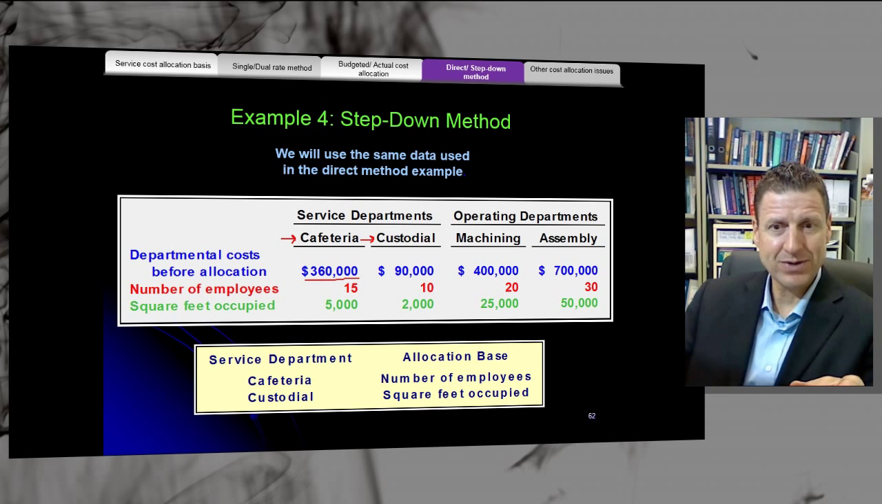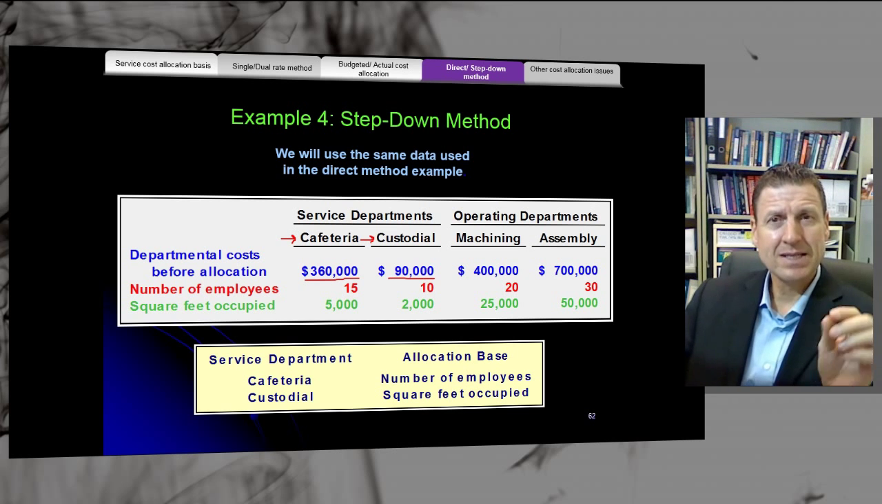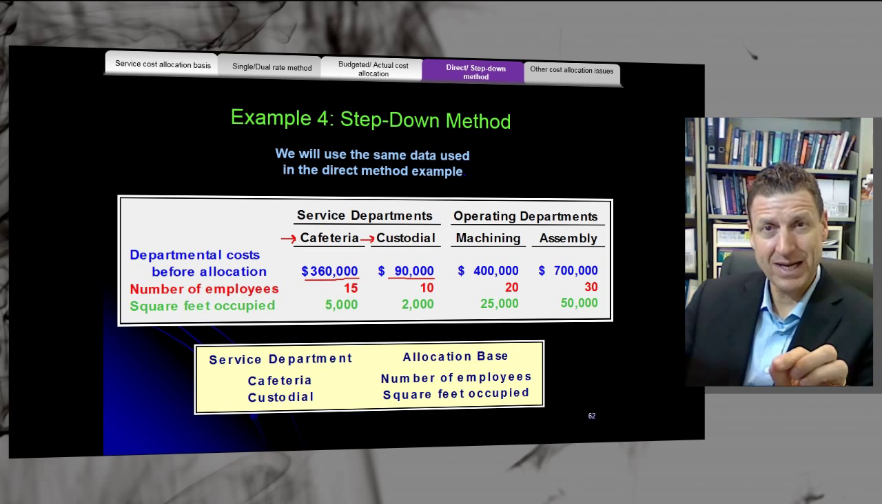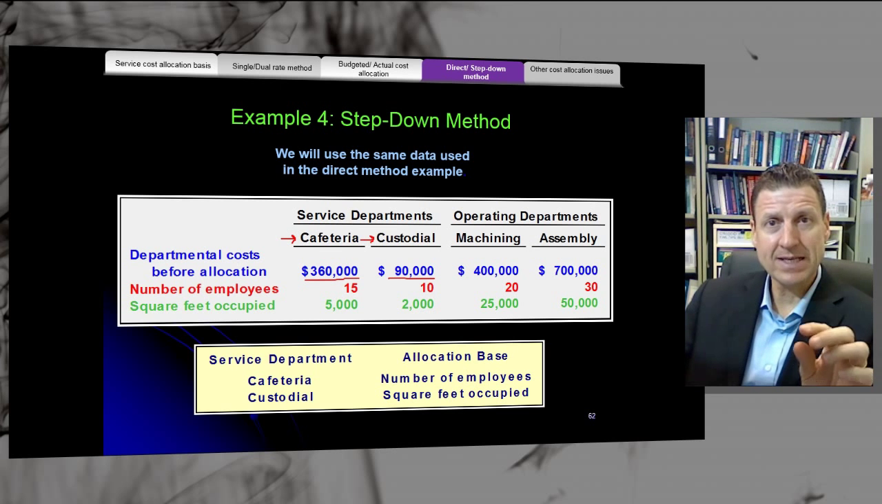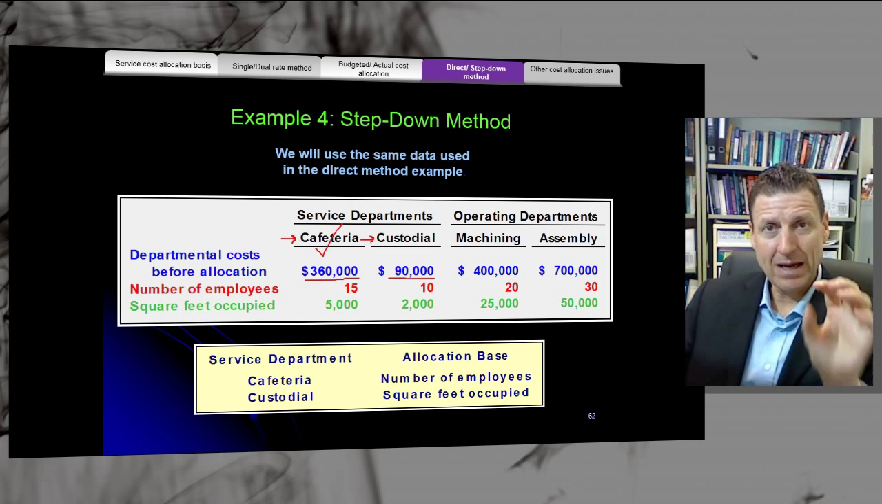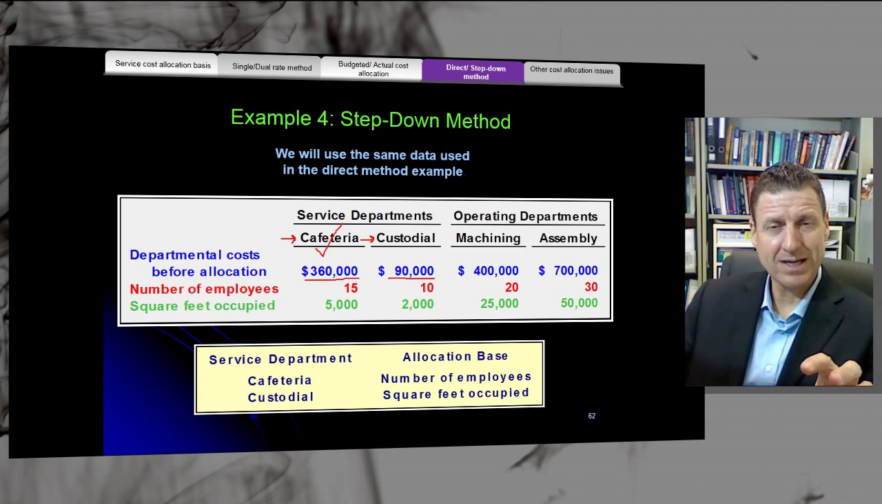$360,000 cafeteria. Custodial is only 90,000. So on the basis of economics, that is the economic benefits that one department gives the other, we would use that as a basis to start with cafeteria first. Then we will go to custodial second. All right, so now we've agreed that we'll work with cafeteria. Why? Because it's the economics. 360,000 versus 90,000 dictates that we should allocate this to custodial, machining and assembly.